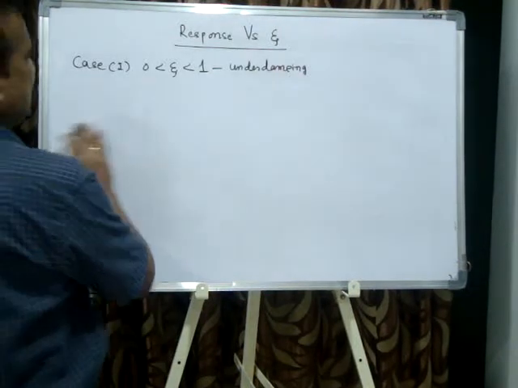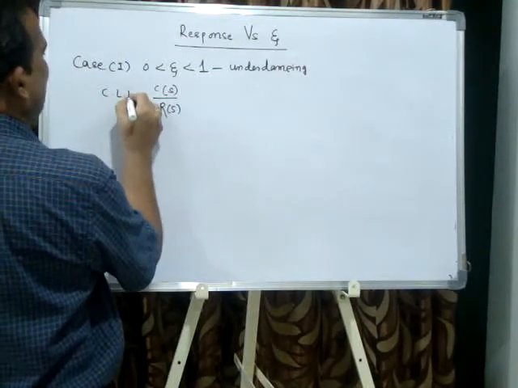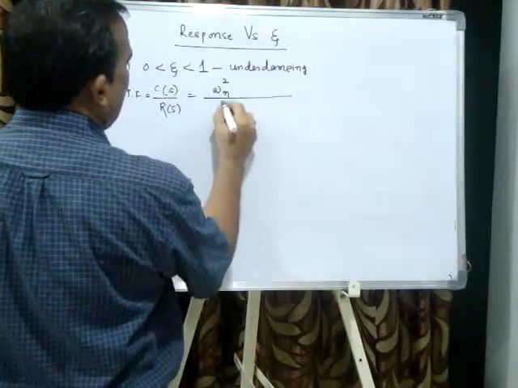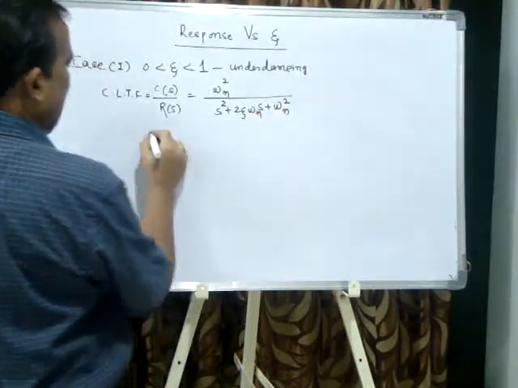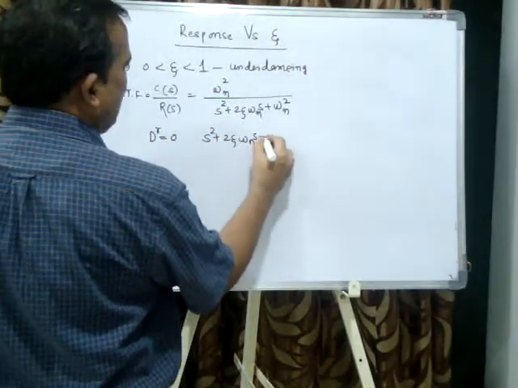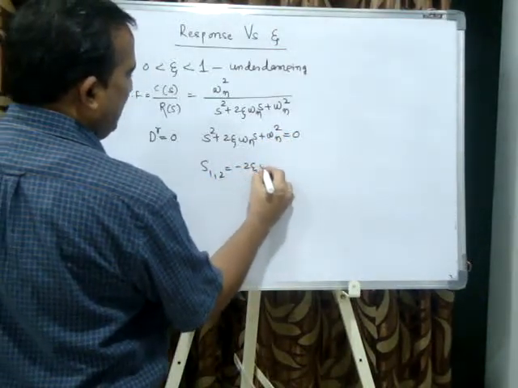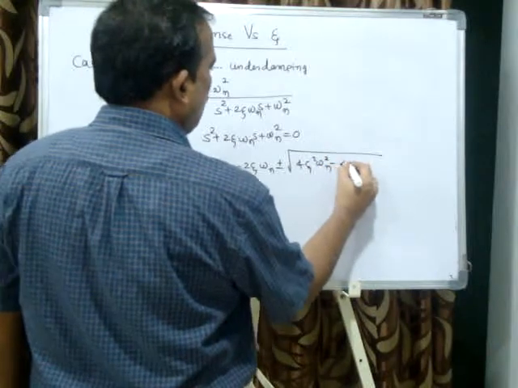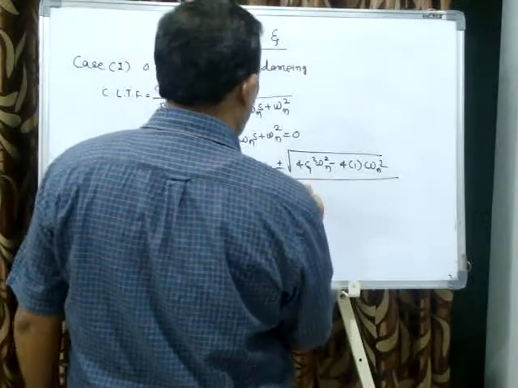Now we know the standard form of the second order transfer function. The closed loop transfer function of a second order system is equal to omega n square divided by s square plus 2 zeta omega n s plus omega n square. Now I will take the denominator equal to 0: s square plus 2 zeta omega n s plus omega n square equals 0. Now I'll find S1,2 equal to minus b plus or minus square root of b square minus 4ac, all divided by 2a. Here a is 1 and c is omega n square.